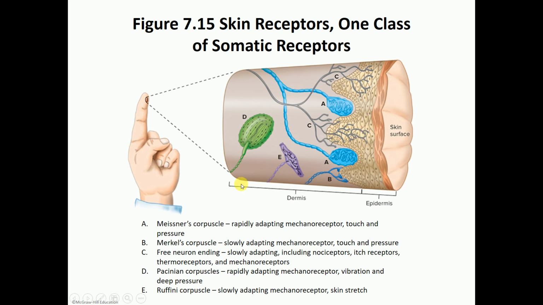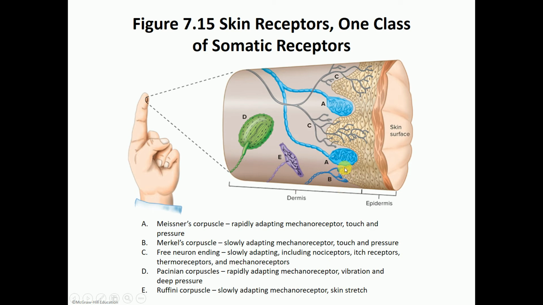For each of these different receptors, you want to know, obviously, the name, and you want to know what it picks up, and if they're slow or rapidly adapting receptors. So the first one are these Meissner corpuscles, and as a general rule, bigger receptors are going to adapt very fast, while smaller receptors, like this one right here, will adapt very slow. Okay, so going back to these Meissner corpuscles, these are rapidly adapting receptors and they pick up touch and pressure.